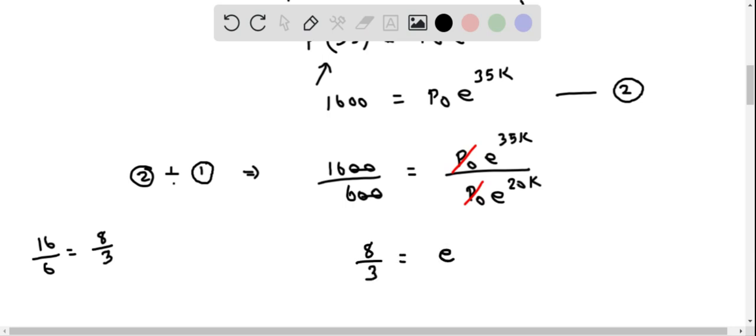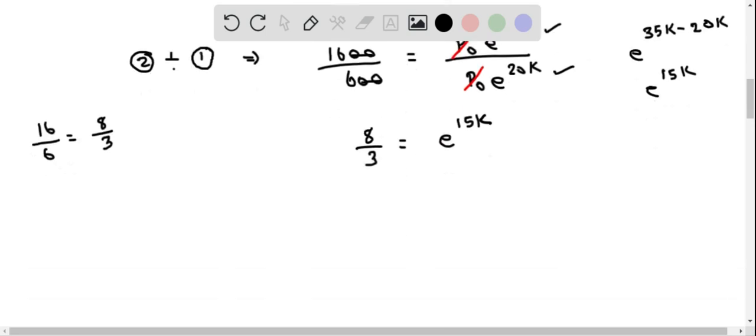On the right side, these are like terms, that is e raised to the power of 35k divided by e raised to the power of 20k. According to the exponent laws, we can simplify this using the division property, that is e raised to the power of 35k minus 20k, which is 15k. So this is e raised to the power of 15k.